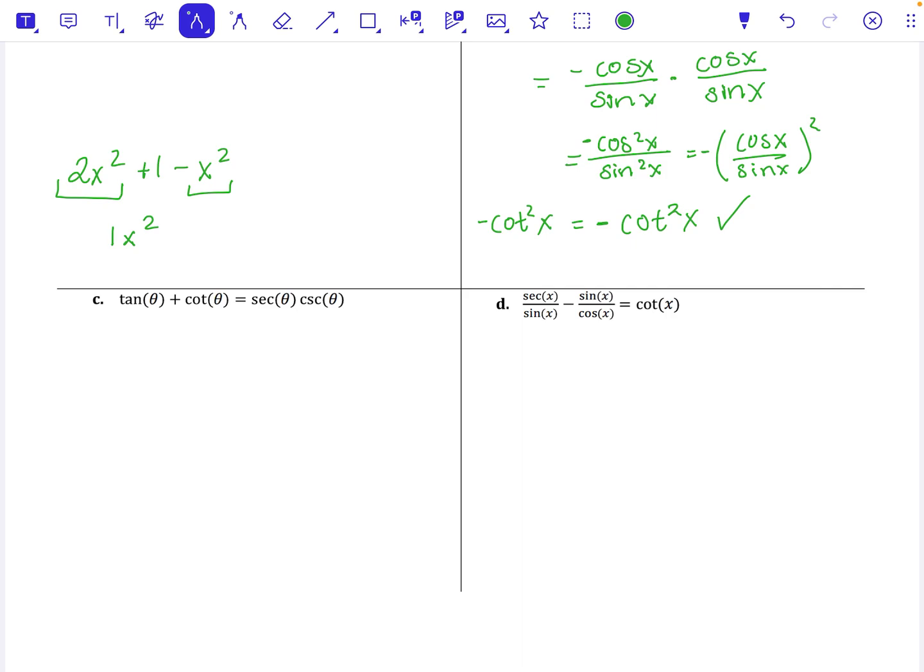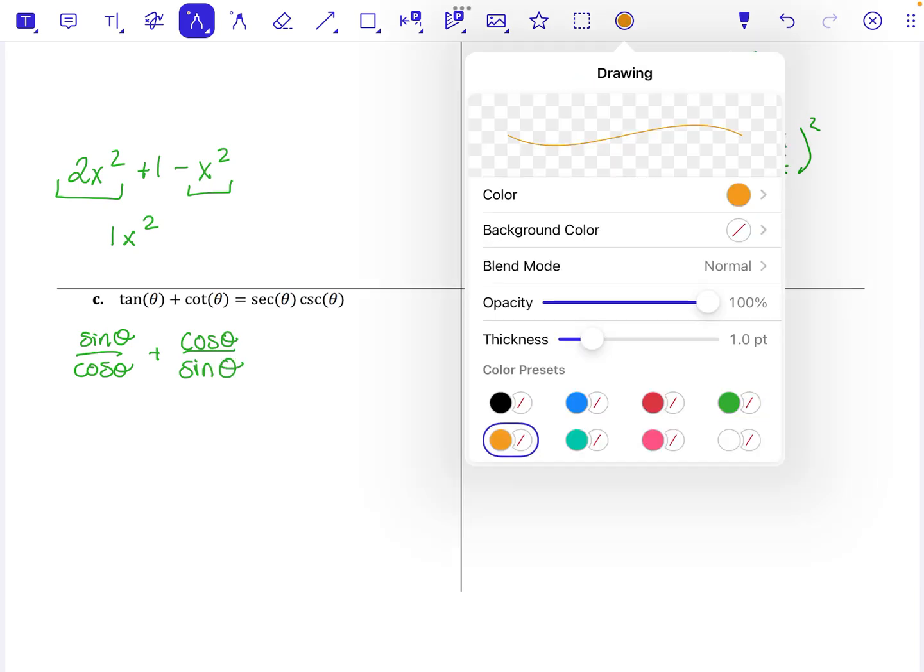They both look weird. Well, I'm going to go with the addition side. I find that combining things through addition might work out a little easier. So here I got tangent and cotangent. Well, tangent is sine of theta over cosine of theta, plus cotangent, which is cosine of theta over sine of theta. And we talked about this on some earlier problems. We want to get those common denominators.